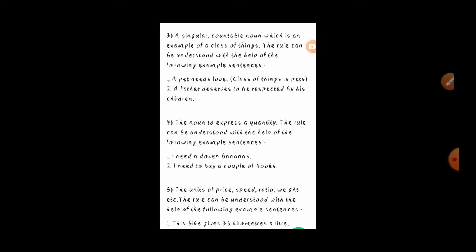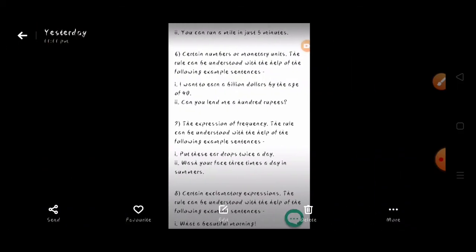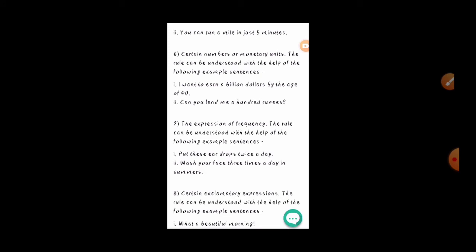The next is the unit of price, speed, ratio, weight, etc. For example, this bike gives 35 kilometers a liter. In this case a is used to indicate price, speed or ratio. So in this it is giving about the 35 kilometers a liter. It means a bike gives 35 kilometers average. In that case a is used. Second example is you can run a mile in just 5 minutes.